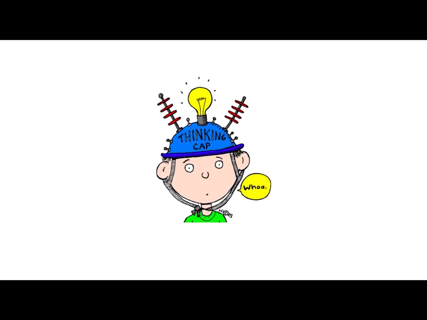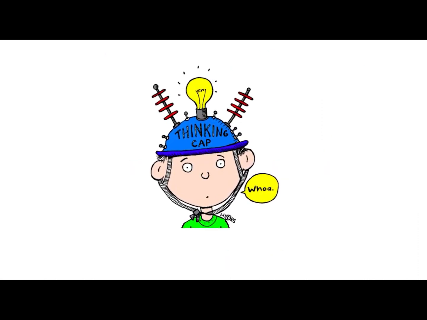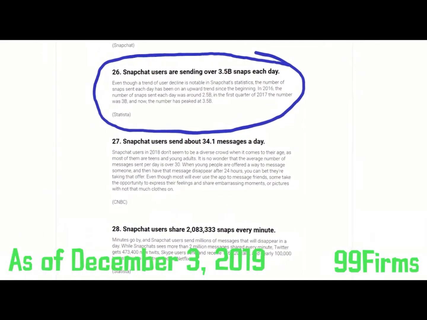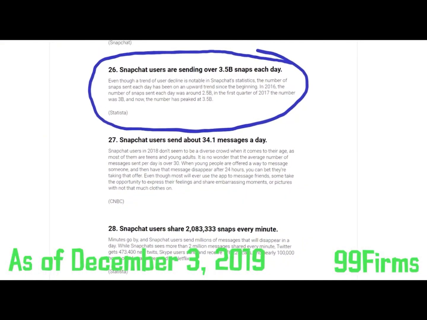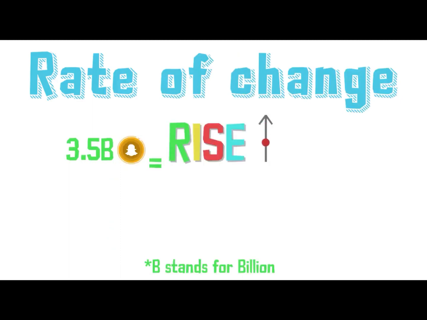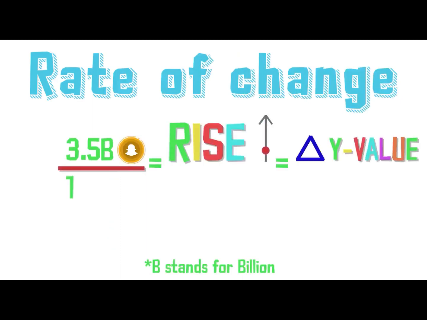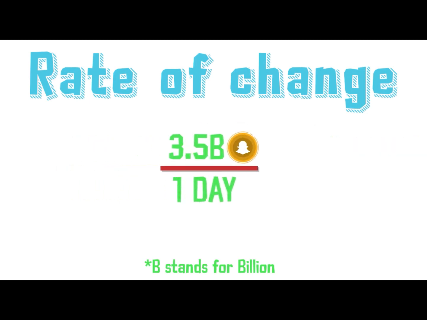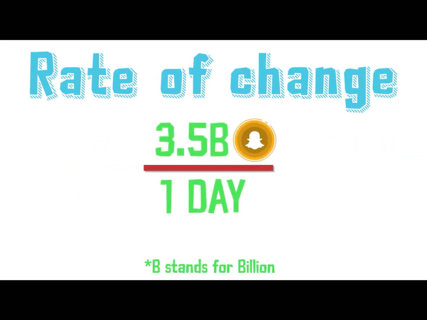To visually grasp the concept of rate of change, let's use the popular social media app Snapchat. According to 99 firms, Snapchat users are sending on average 3.5 billion snaps each day, which is an astronomical figure. The rate of change in this case would be 3.5 billion snaps, the rise, or change in y value, over one day, the run, or change in x value. So the fraction would be 3.5 billion over one day.